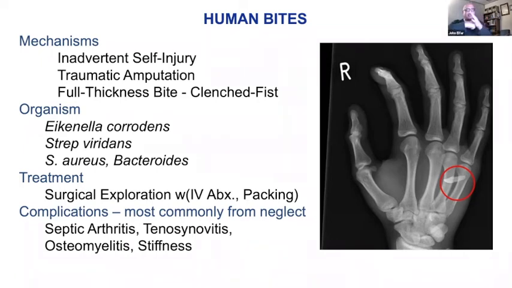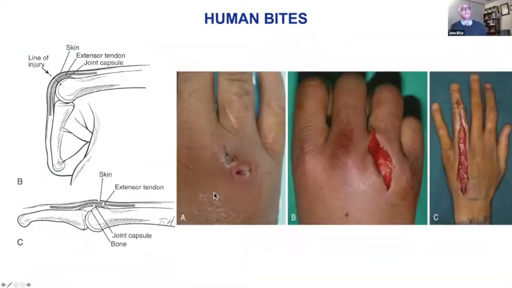this and the fight bite is suffered like this, the tendon injury ends up proximal to the metacarpal phalangeal joint. Just opening up over the tendon injury doesn't expose you to that punctured capsule and that infected joint. It's something to be aware of. Complications from this, most commonly from neglect.